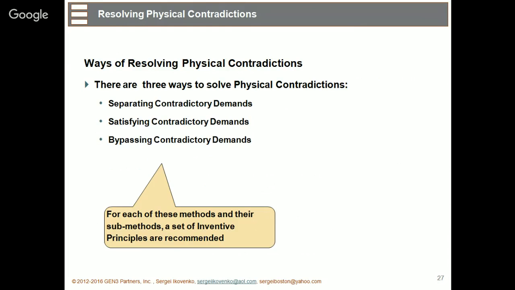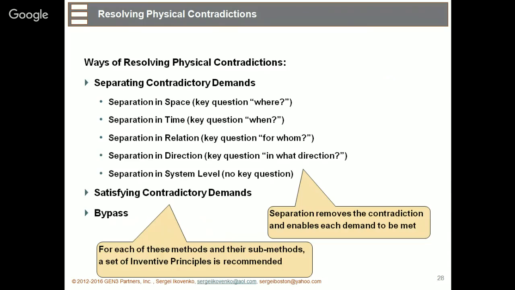Separating contradictory demands, I can separate in time, space, relations, directions, and so on. But also I can satisfy contradictory demands and bypass them. So there are many details. There are a lot of new things, from recent development.